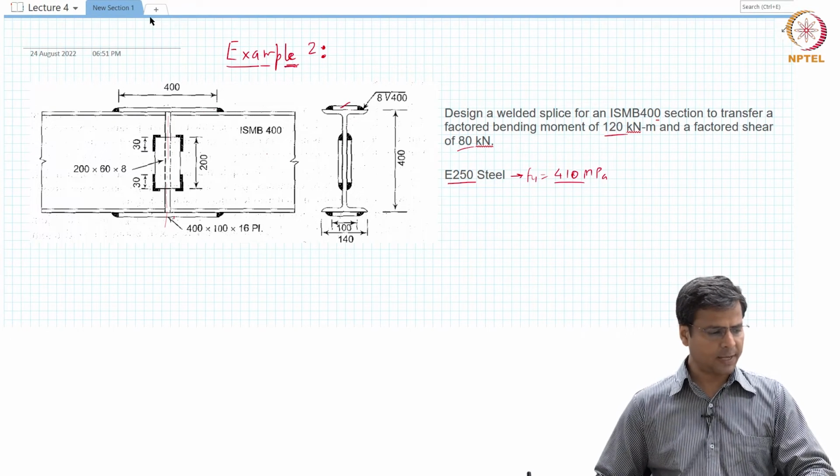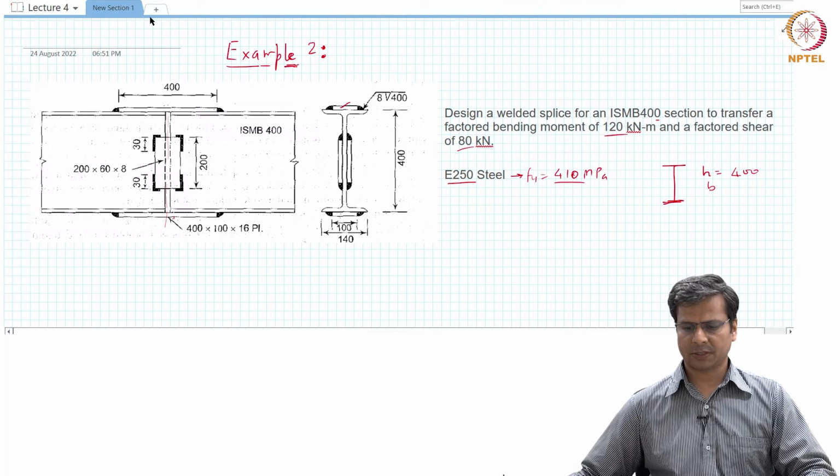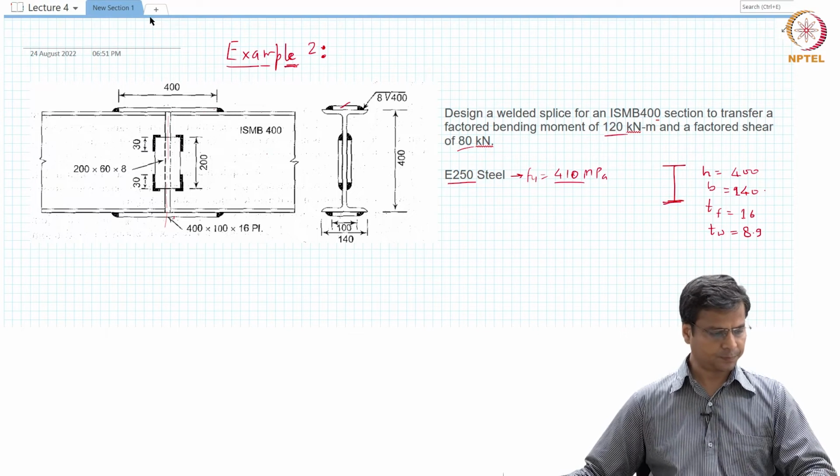So let's start with the designing process. Let me also write the basic geometric properties of this ISMB 400 section. The total depth of the section is 400 mm. The width of the section is 140 mm. Thickness of the flange is 16 millimeters, and thickness of the web is 8.9 millimeters. This information you can get from the respective codes.